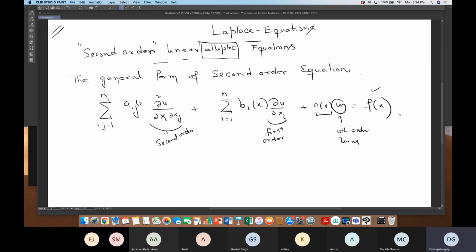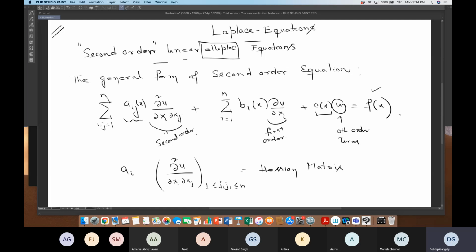Can anyone tell me the meaning of this summation of a_ij times ∂²u/∂x_i∂x_j, for 1 less than or equal to i, j less than or equal to n? So this is a matrix. What is this matrix called? This is called the Hessian matrix. You know, all possible second order derivatives, ∂x1∂x2 and so on. You know how to write down the matrix. So this is a matrix.